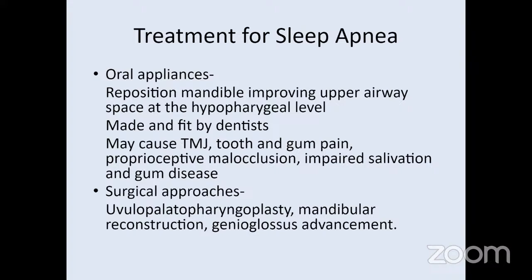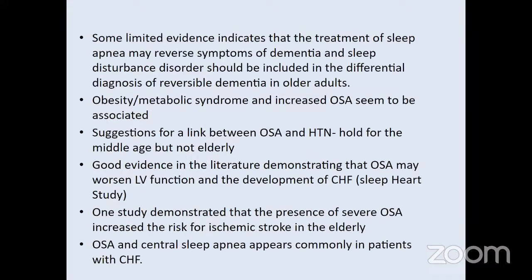How to treat this condition? By applying oral appliances, which can lead to repositioning of the mandible and improving the airway space at the hypopharyngeal level. These are made and fit by dentists, and may cause temporomandibular joint dysfunction, tooth and gum pain, proprioceptive malocclusion, impaired salivation and gum disease. Surgical approaches include uvulopalatopharyngoplasty, mandibular reconstruction, and genioglossus advancement.